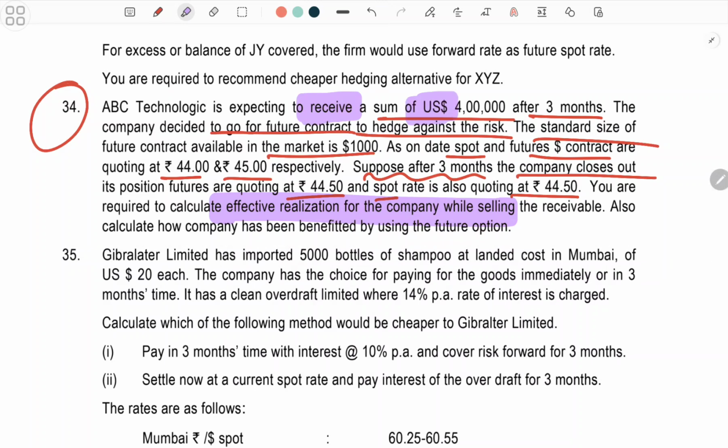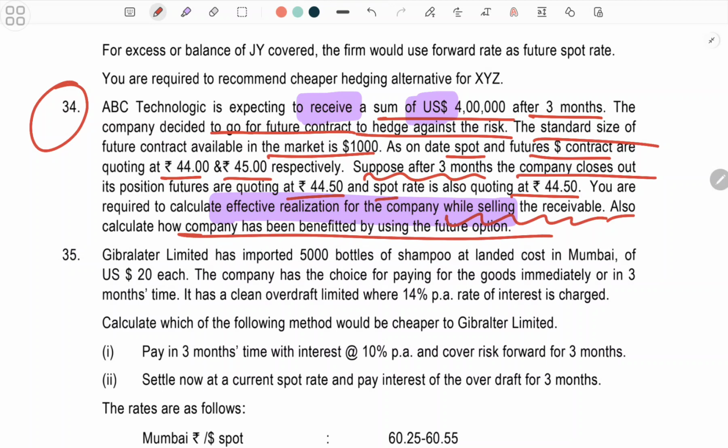What will you do is you go into the market and you sell these dollars, because by default we are assuming in this case there are two currencies, rupee and dollars. So dollar is my foreign currency here. I will not need these dollars, I'll have to sell these dollars against rupee and get the rupee. Sell dollar or buy rupee. Even if this was not given, while selling the receivable, it's by default understood. Receivable means I have to sell that foreign currency. Also required: how the company has benefited using the future option.